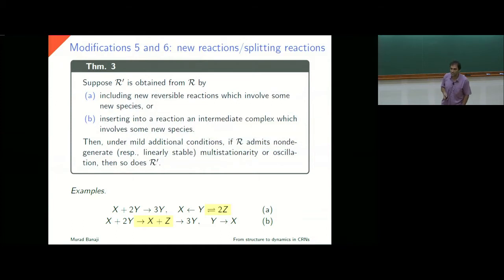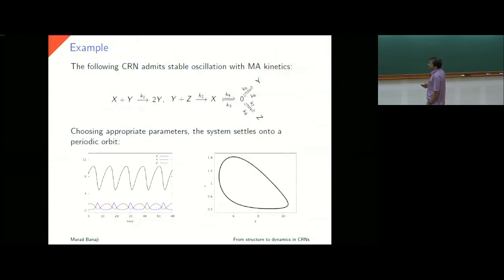It preserves multistationarity, it preserves oscillation. Let me show you that in practice. Here's a little network, and you can do some numerical simulations, choose these rate constants appropriately, and you'll find it starts to oscillate.